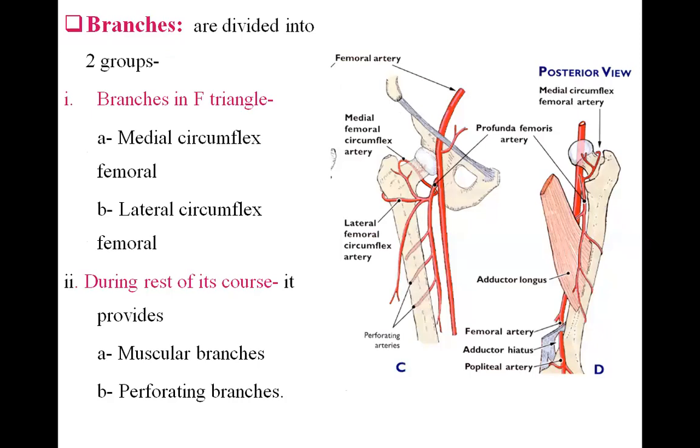Branches of the profunda femoris are divided into two groups: branches in the femoral triangle and branches during the rest of the course. Branches given in the femoral triangle by the profunda femoris are the medial circumflex femoral artery and the lateral circumflex femoral artery. So here is the medial femoral circumflex artery and here is the lateral circumflex femoral artery. During the rest of its course, it provides muscular branches and the perforating branches. So the branches of the profunda femoris are medial circumflex femoral artery, lateral circumflex femoral artery, muscular branches, and the perforating branches.